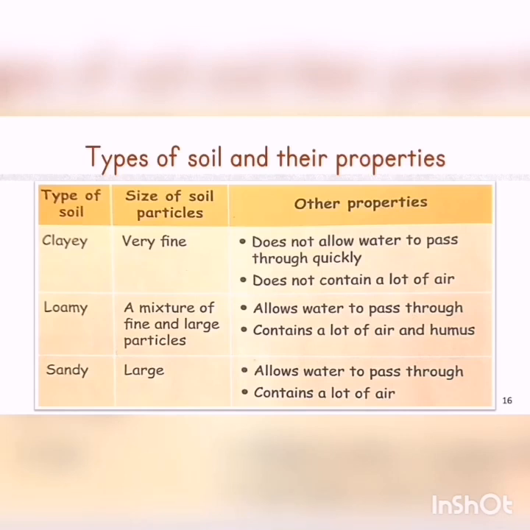Let's discuss the types of soil along with their properties. Clay soil. It is very fine soil. It doesn't allow water to pass through it quickly. It doesn't contain a lot of air. Loamy soil. A mixture of fine and large particles. It allows water to pass through it, and it also contains a lot of air and humus. Sandy soil. It contains large particles. It allows water to pass through it. It contains a lot of air.